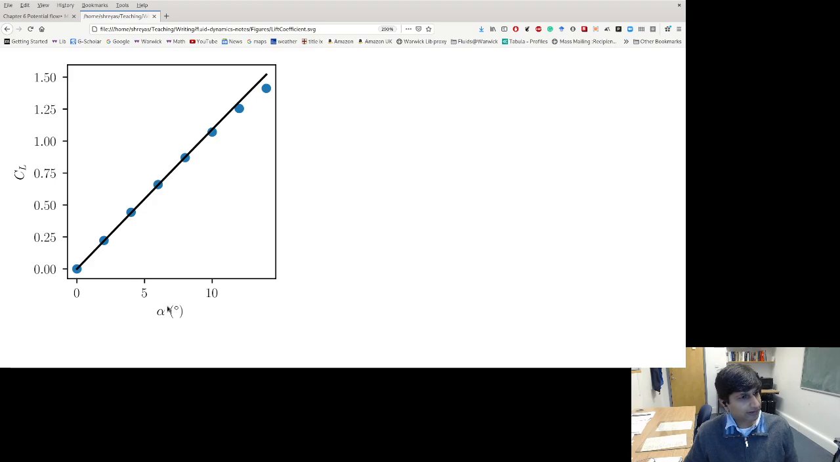So if alpha was plotted in radians, then the slope of this line would be 2 pi. And no matter what airfoil shape you choose, the slope of the lift coefficient versus alpha in radians is approximately 2 pi, which indicates the remarkable success of potential flow theory in explaining lift on an airfoil shaped wing. This is really the jewel in the crown of potential flow theory, that it is able to predict the lift on an airfoil so well.